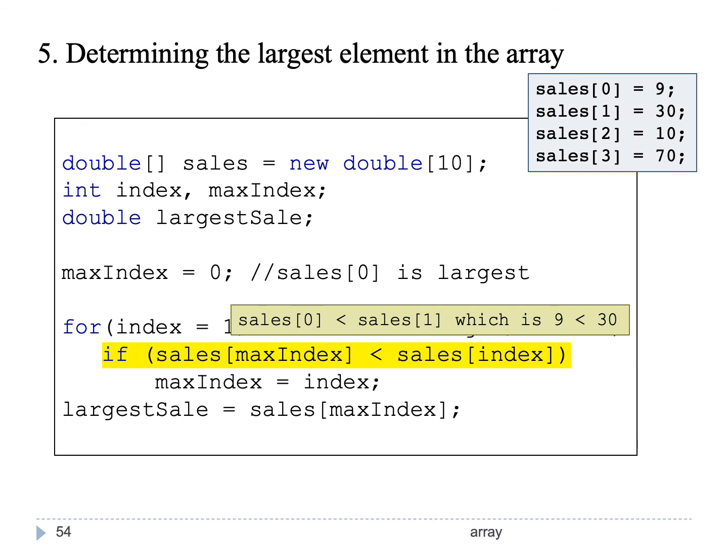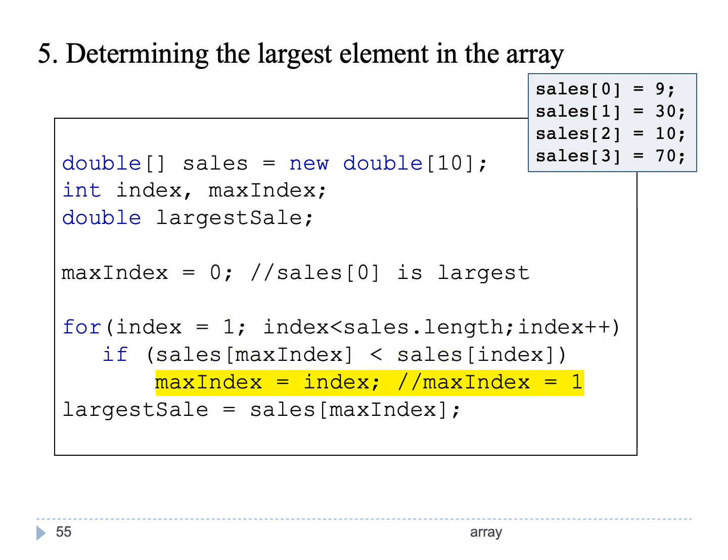At if sales[maxIndex] < sales[index], we are comparing the elements. So we are comparing sales at index 0 less than sales at index 1, which is 9 less than 30. This is true, so we change the maxIndex from 0 to 1. It will then repeat the same process until it reaches sales.length, the maximum number of it.